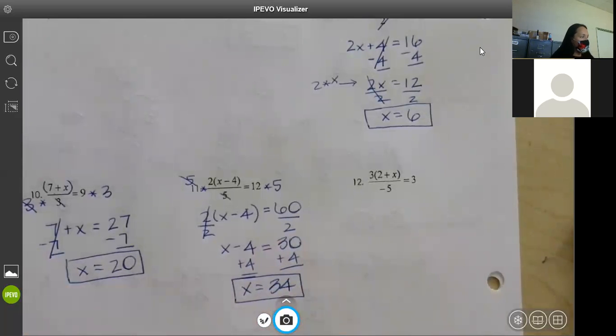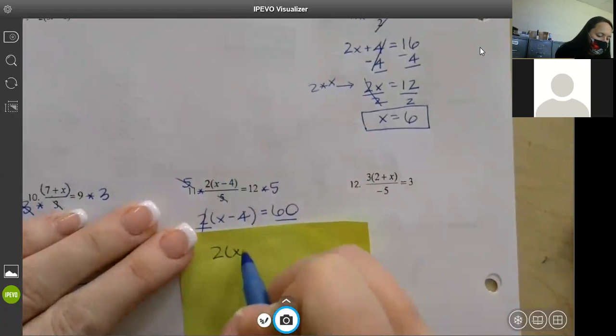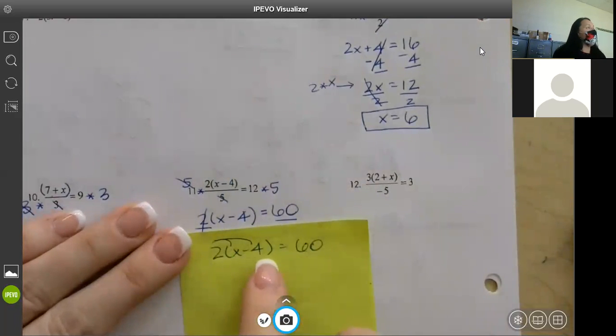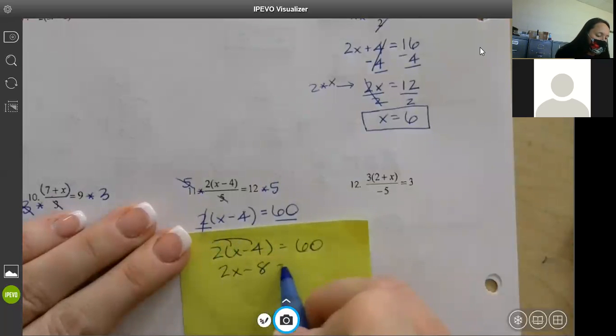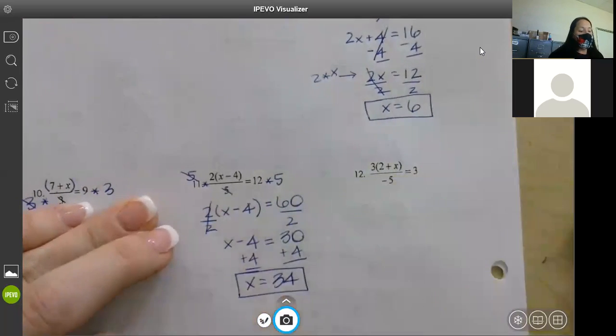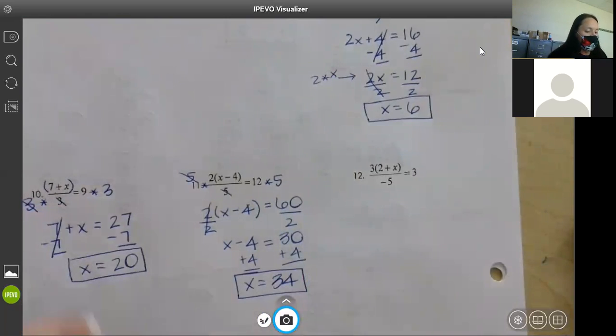Now again, if you want to distribute, you can do that. It's honestly up to you. So here's what I'm talking about. If you get to this point right here, and you want to distribute, that's fine. Just make sure you distribute to both. That's the problem that I usually have, is this 4 doesn't get touched. So it should be 2x minus 8 equals 60, and then solve from there. I like to go ahead and get rid of it so I don't screw up the distribution. So it's up to you, whichever one you want to do.